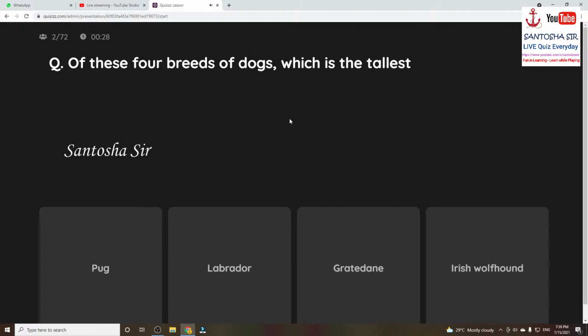Of these 4 breeds of dogs, which is the tallest? Is that Pug, Labrador, or Great Dane, or Irish Wolfhound? And to be very frank, I'm not very familiar with the dogs or the breeds of the dogs.